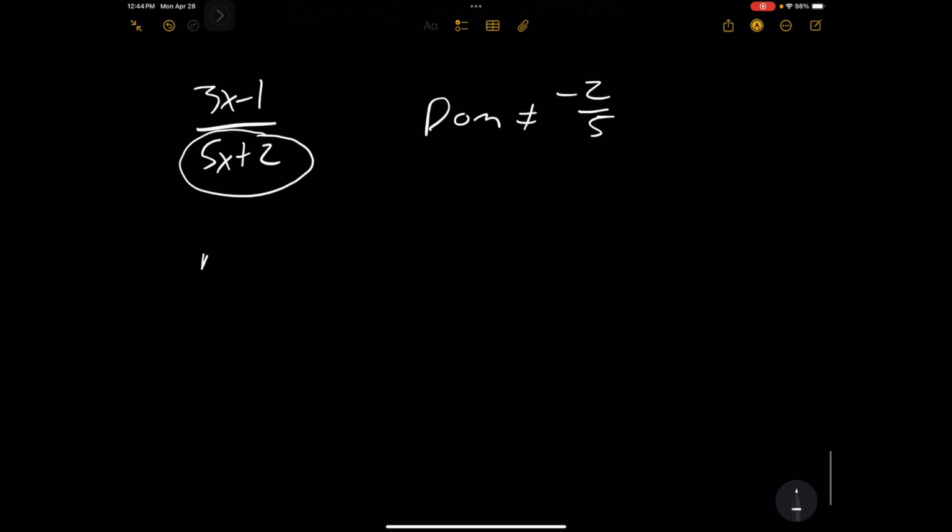Now let's say I want to find the range of my function. y equals 3x minus 1 over 5x plus 2.